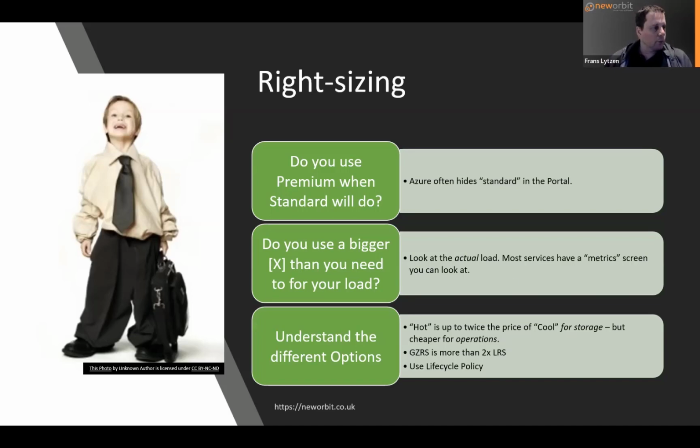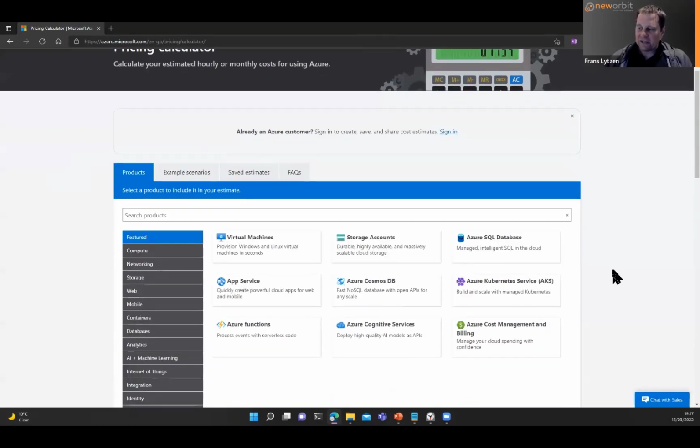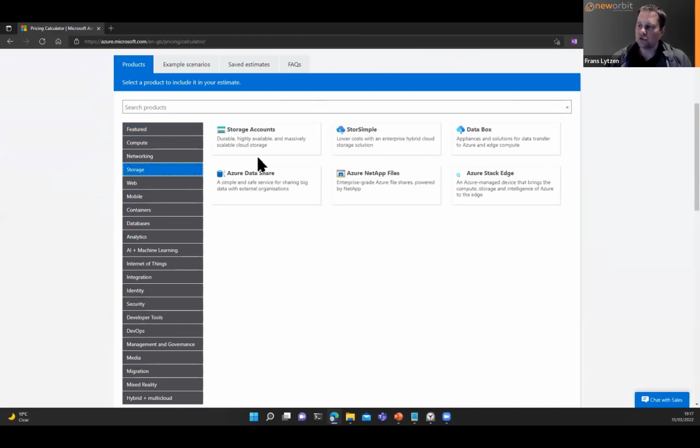So as an example, let me show you the Azure pricing calculator, because that is a tool you should make yourself familiar with if you aren't already. So again, taking storage, because it is a wonderfully convoluted and complex example. So let me show you storage.